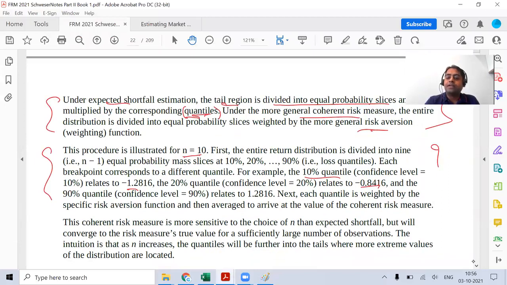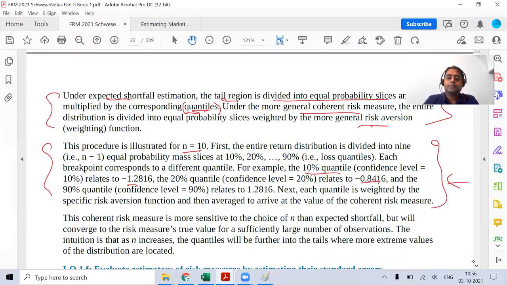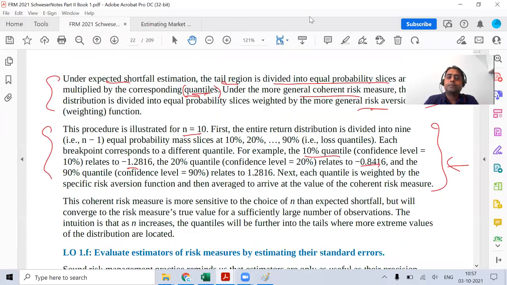I want you guys to read this entire part. All good. I'm moving to the next paragraph.